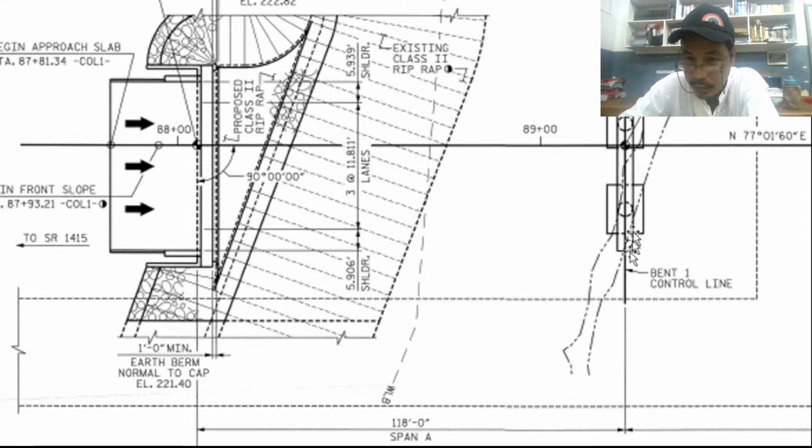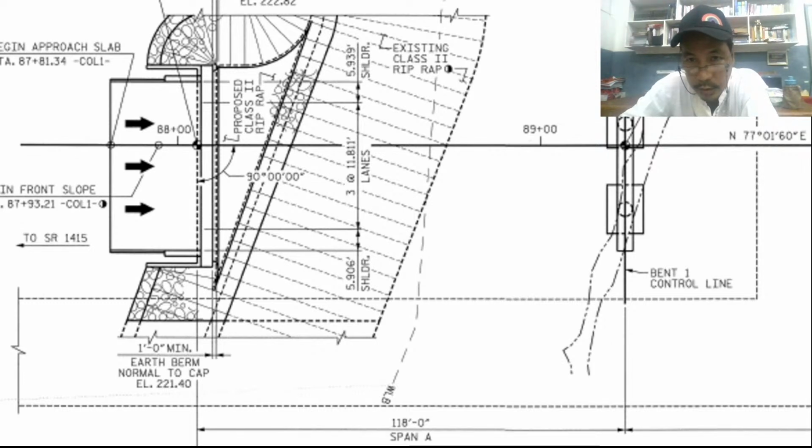Okay? So span A. So this is the first span, from this point to this point. That is the span, and we call that span A. How much is that? 118 feet, 0 inches. Okay? So that is the span. 118 feet, 0 inches. So that is a very long span.